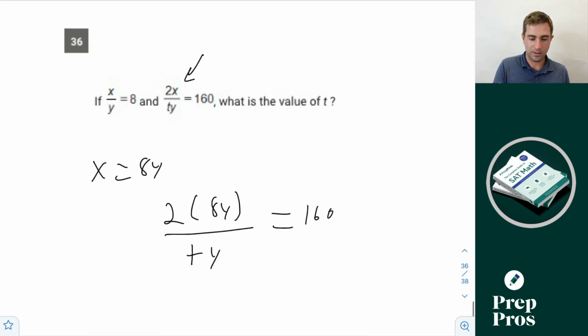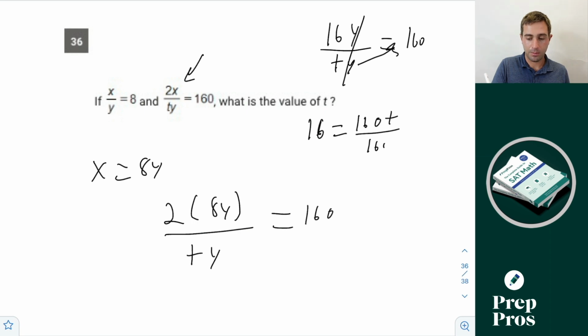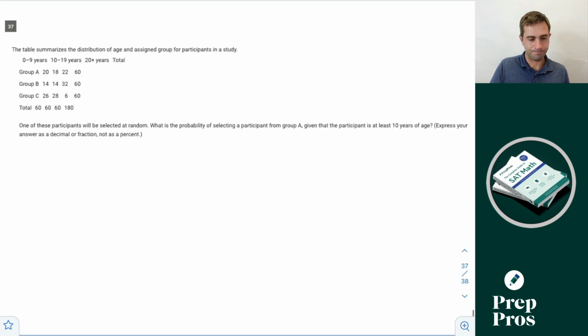Now this will give me, I'm going to jump up here since I didn't space myself too well. I'll get 16y over ty is equal to 160. I can cancel out my y's. I can cross multiply my t. I'll get that 16 is equal to 160t. I can divide both sides by 160, and this will give me that 0.1 is equal to t. That will give us our correct answer.